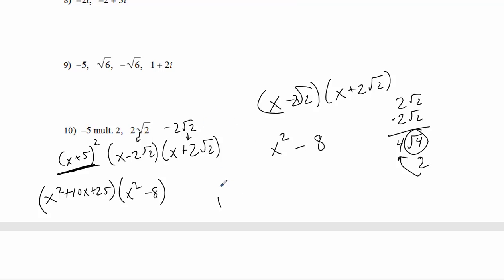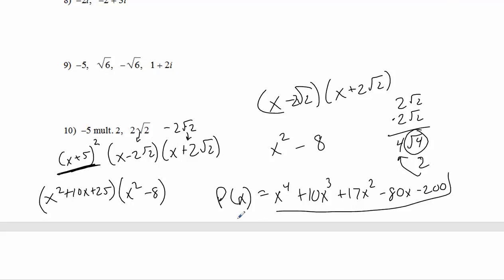And what you get is p of x, or again f of x, doesn't really matter, is equal to x to the 4. Where did I get x to the 4? I have 1, 2, and then 3, 4. Remember, the multiplicity 2 means I have 2 of them. So I have 4 x's, so I need the x to the 4. Plus 10x to the 3 plus 17x squared minus 80x minus 200. So there is your answer to example number 10.